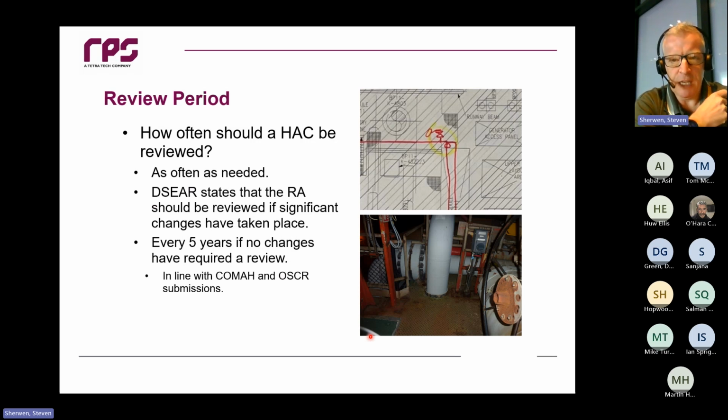But if you've got a fairly stable process, one that hasn't noticeably changed in 5 years, we recommend an interval of 5 years. The reason that interval was chosen is that it ties in with offshore safety case reviews and COMAH safety reports, and it's an interval that the HSE seem to like for those big studies. And of course, if you're redoing your COMAH safety report, you review your HAZOPs and your PHAs. So why not have a glance over your HAC to make sure it's still accurate?